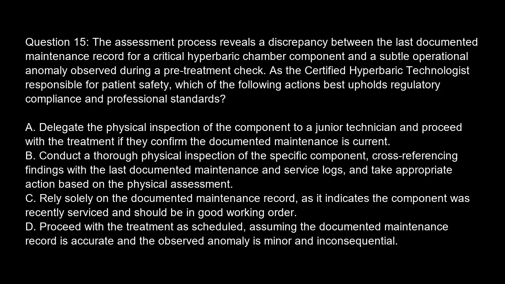Option B. Conduct a thorough physical inspection of the specific component, cross-referencing findings with the last documented maintenance and service logs, and take appropriate action based on the physical assessment. Option C. Rely solely on the documented maintenance record, as it indicates the component was recently serviced and should be in good working order. Option D. Proceed with the treatment as scheduled, assuming the documented maintenance record is accurate and the observed anomaly is minor and inconsequential.